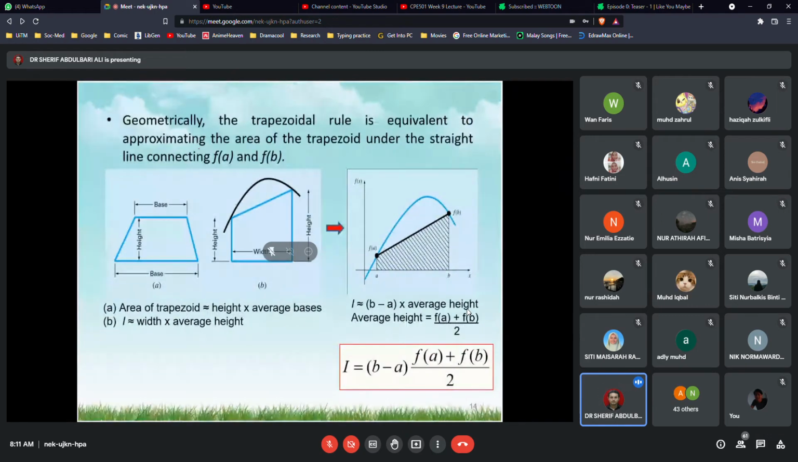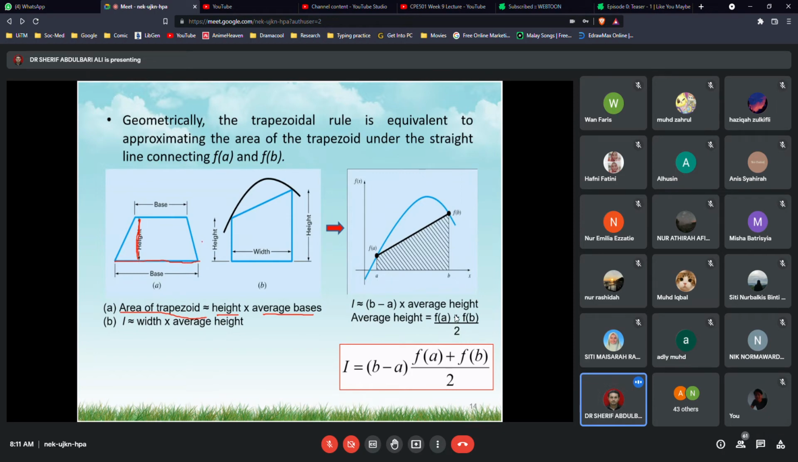Where does this equation come from? Graphically, this is how it looks. Geometrically, the trapezoid rule is equivalent to approximating the area of a trapezoid under the straight line. We know that the area of a trapezoid is equal to the height times the average of the bases. So this is the height, and you need to get the average of the bases.